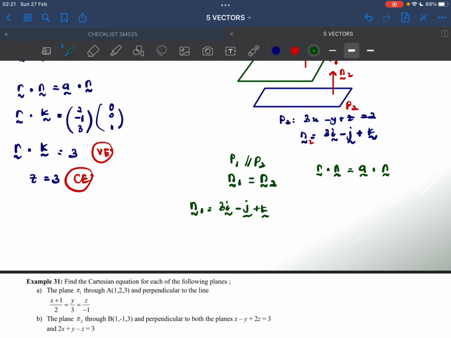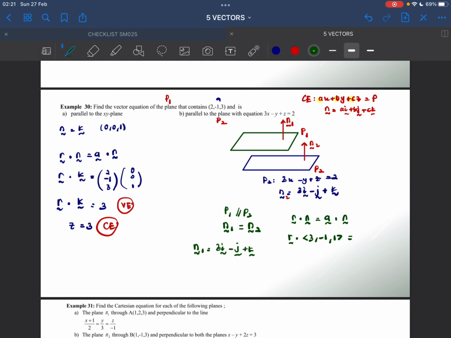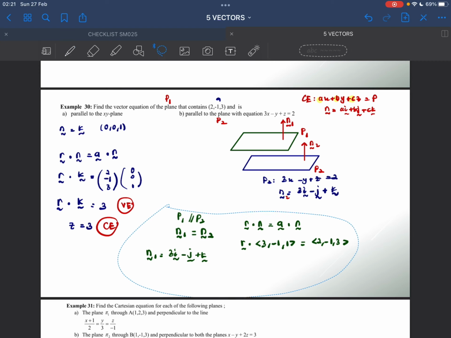So we have r dot, the normal is 3, negative 1, 1, equals to a, which is the point that is given in the question here. We have 2, negative 1, 3, and the normal here is just the same, which is dotted by 3, negative 1, 1.